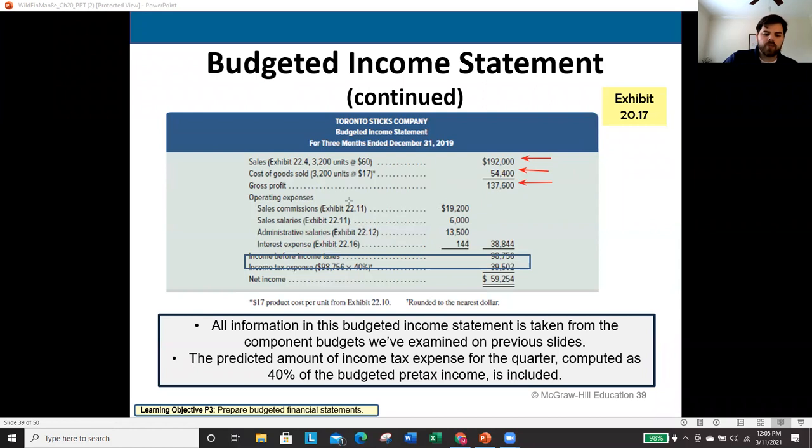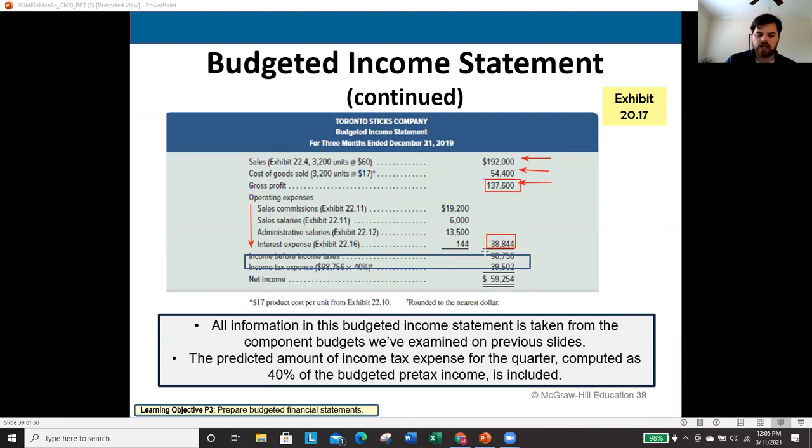Now, my operating expenses, of course, we note that we calculated all of these numbers in those various budgets that we've seen before. So this is all coming through to a total here of $38,844. This will now allow me to calculate my income before taxes by taking my gross profit of $137,600 minus my total expenses here of $38,844.